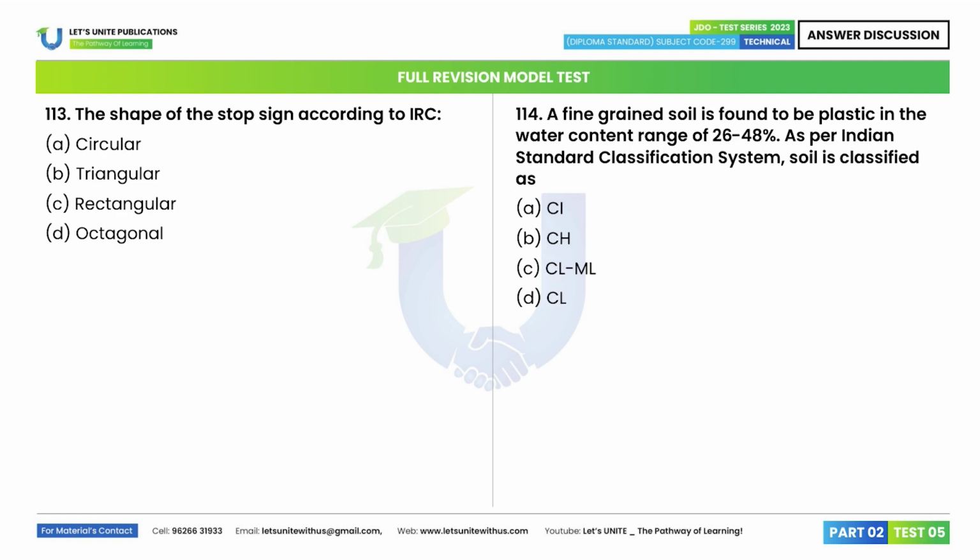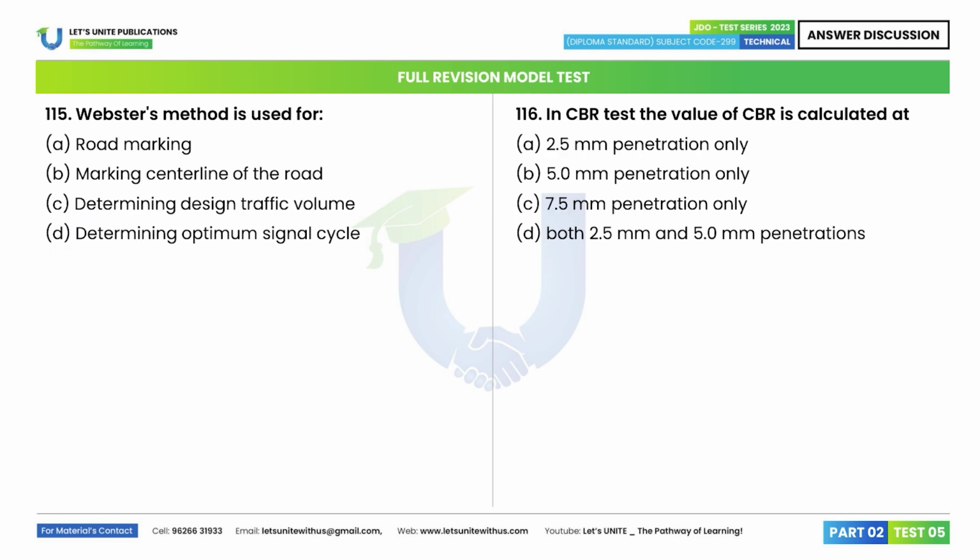Next 113. The shape of a stop sign according to IRC is octagonal. Option D. 114. A fine-grained soil is found to be plastic in the water content range of 26 to 48%. As per Indian Standard Classification System, soil is classified as CA. Option B. Next 115. Webster's method is used for determining optimum signal cycle.